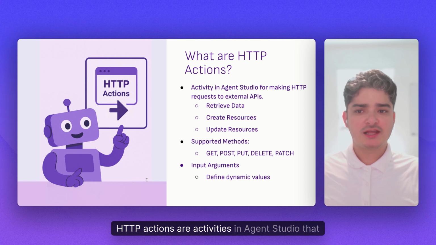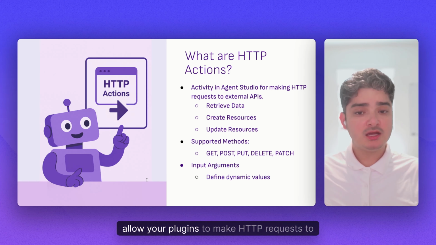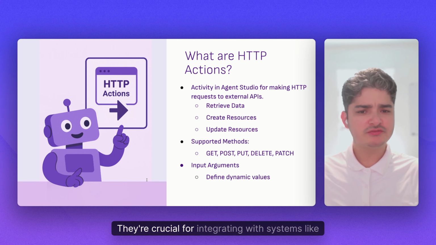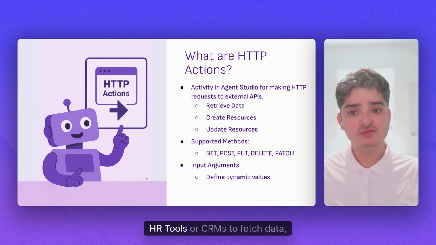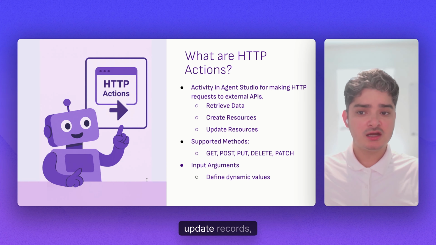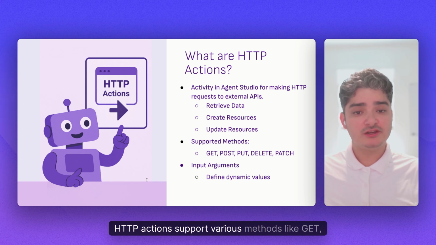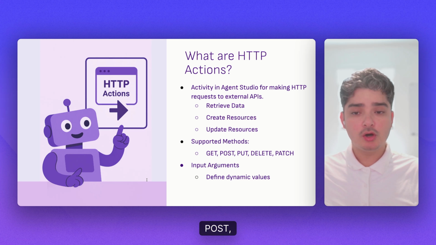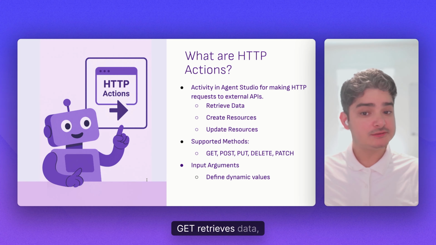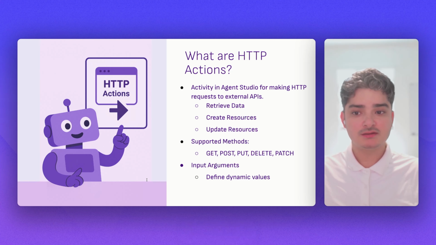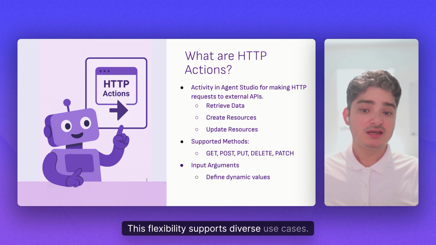HTTP actions are activities in Agent Studio that allow your plugins to make HTTP requests to external APIs. They're crucial for integrating with systems like HR tools or CRMs to fetch data, update records, or trigger workflows. HTTP actions support various methods like get, post, put, delete, and patch. For example, get retrieves data, post creates new resources, and put updates existing ones. This flexibility supports diverse use cases.